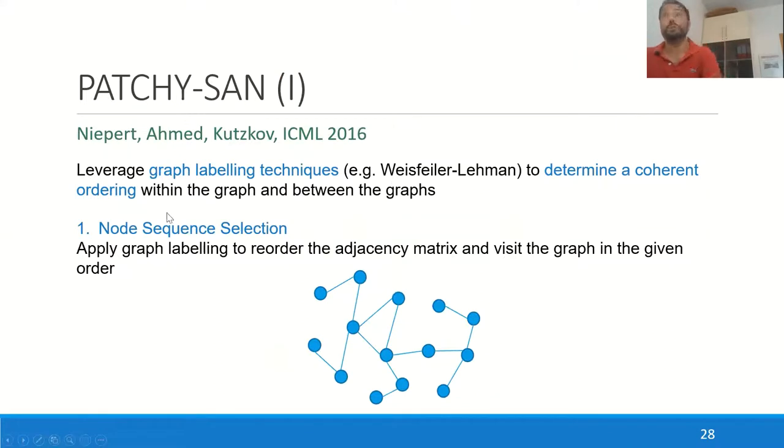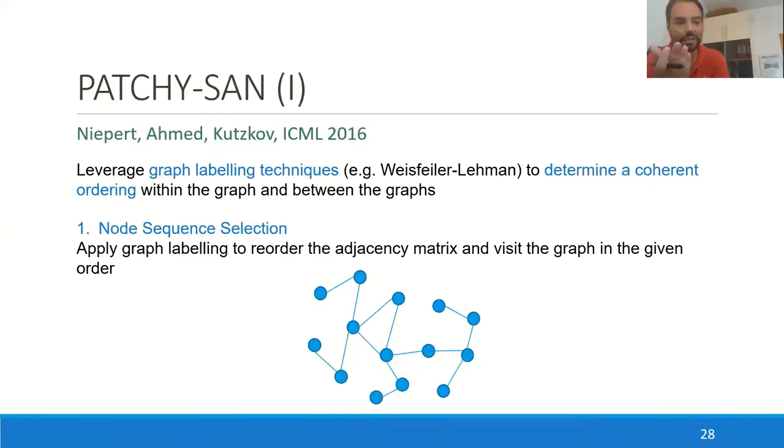But people have tried to do that. For instance, the Bacciu approach from ICML 2016 tried exactly that. How can I somehow come up with some way of defining node orderings in such a way that I can work with graphs as I work with images? And what they did is basically they leveraged graph labeling techniques, the classical Weisfeiler-Lehman coloring approach. For those of you who have never seen it, Weisfeiler-Lehman is basically a procedure that was proposed in order to try to solve the subgraph isomorphism problem. So determine if two graphs are the same graph, okay?